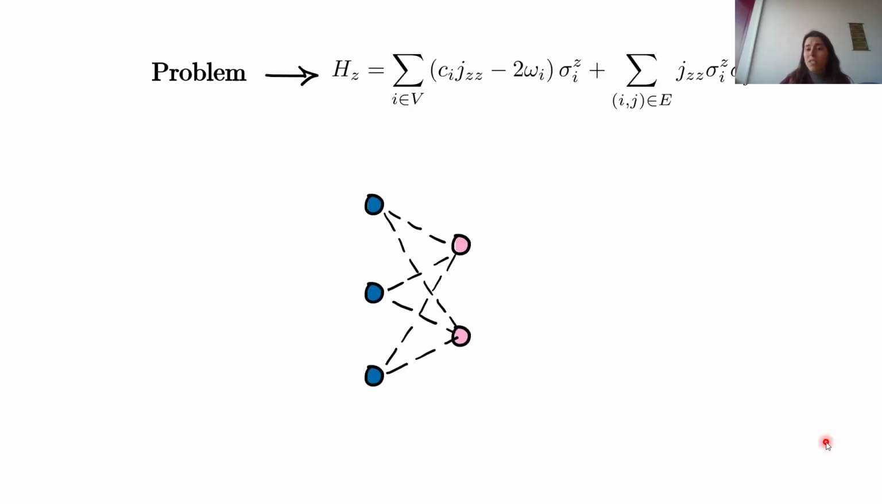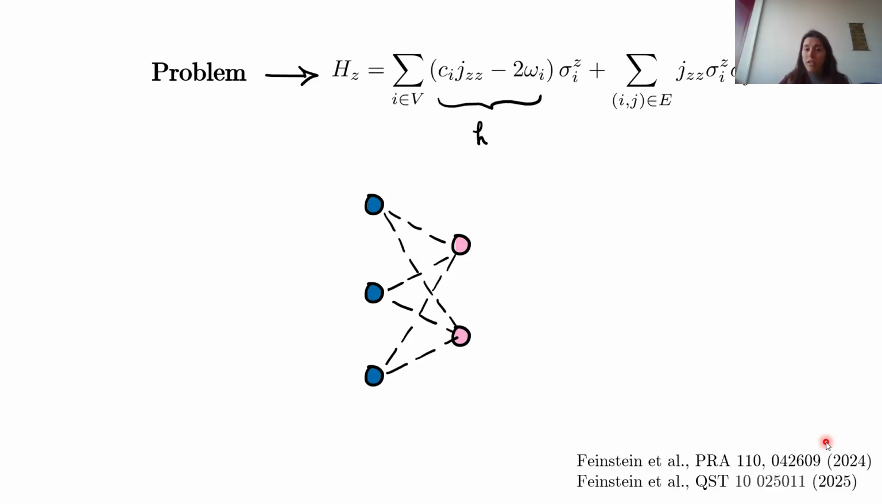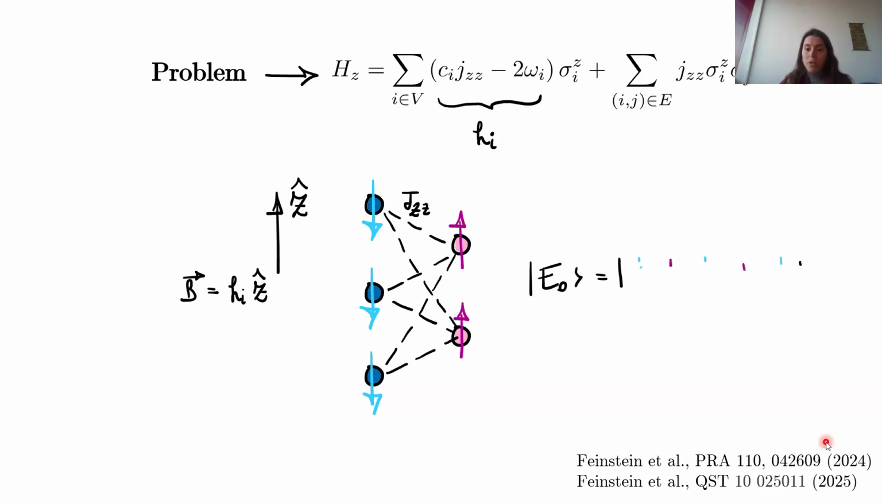And eventually, if we map this problem into a quantum problem, we will end up with our problem Hamiltonian that is exactly a longitudinal field Ising Hamiltonian. Hi is the local field that each spin will feel, and JZZ is now the coupling constant that rules the coupling between neighboring spins. The ground state of this Hamiltonian is represented by the product state of up and down spins. And now the up spins represent the nodes that belong to the maximum weighted independent set.